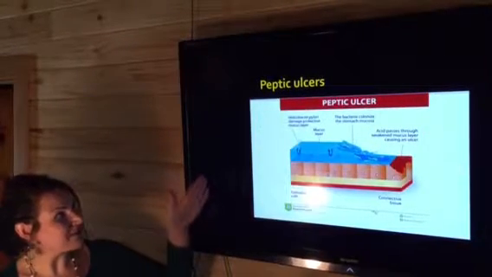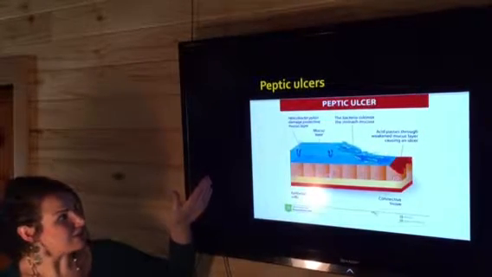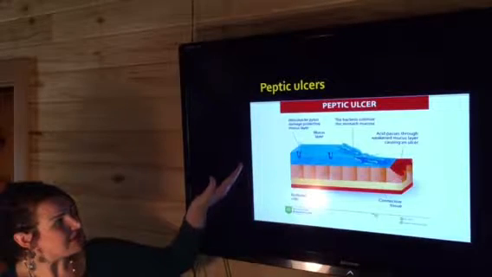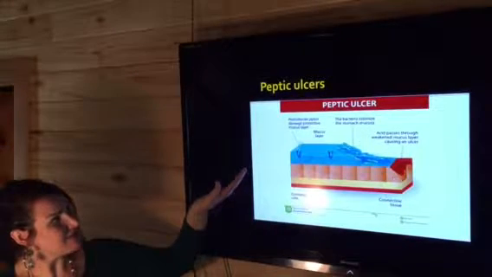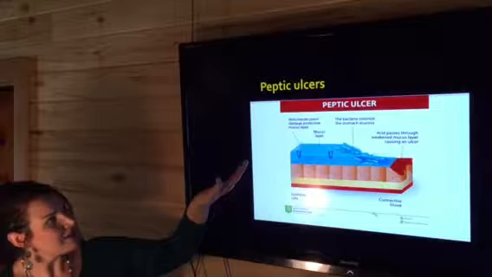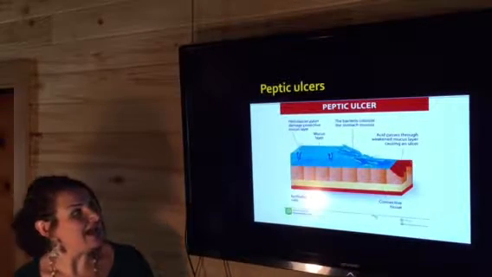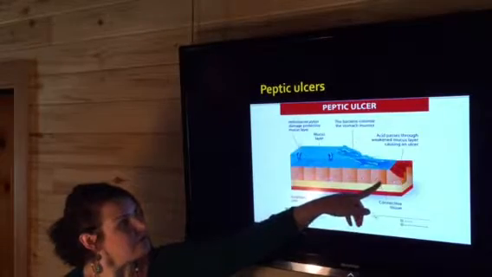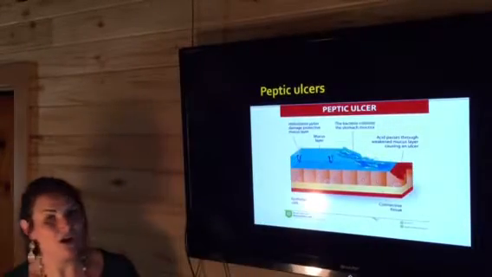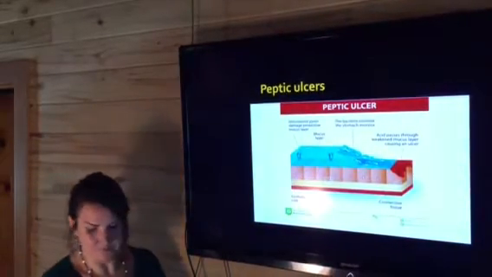And here you can see an illustration of a peptic ulcer, the damage that Helicobacter pylori does to the mucus layer, the bacteria colonizing the stomach's mucosa, and acid as it passes through the weakened mucus layer and causes an ulcer.